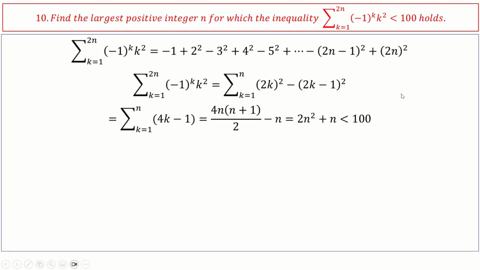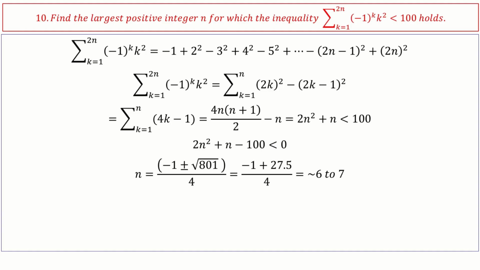So if I simplify it, I get 4k minus 1 into 1 basically. So this is sigma k equal to 1 to n, 4k minus 1. If I apply sigma inside, 4 into sigma k, and sigma k is nothing but n into n plus 1 by 2, minus sigma 1, sigma 1 from 1 to n, so it is minus n. So this is nothing but 2n square plus n less than 100. Now I get an inequality 2n square plus n minus 100 less than 0. If I solve it, n is approximately 6.5, I get 6 to 7.